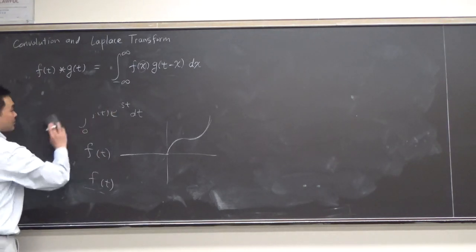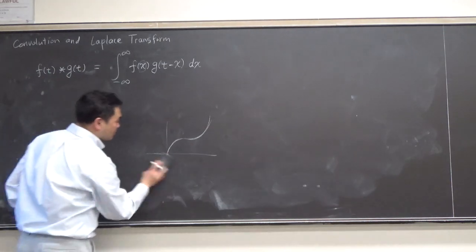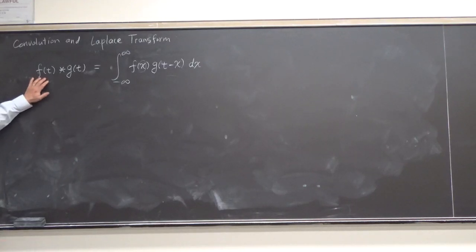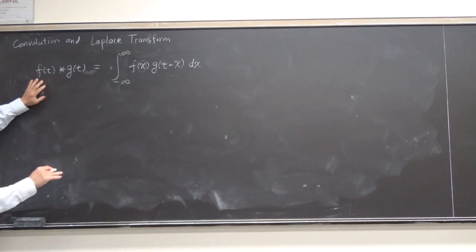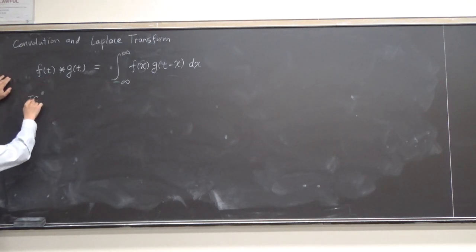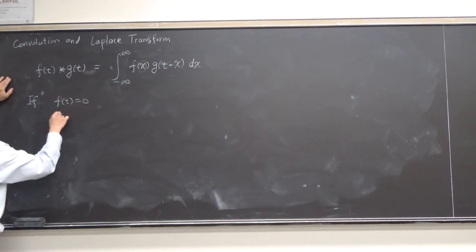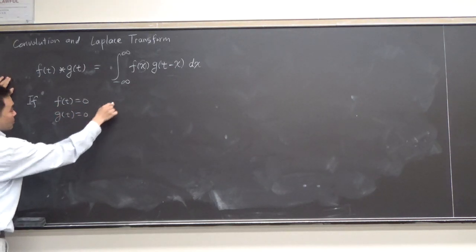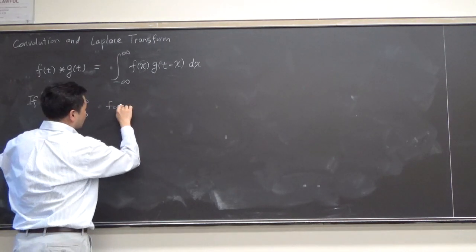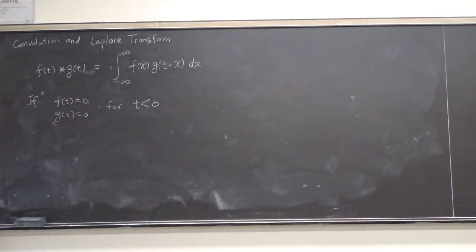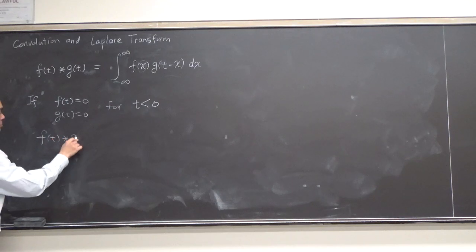Because of that, oftentimes you have to involve convolutions that have 0 outside, 0 on the left side. So if f of t and g of t are both 0 for t less than 0, then here's what happens with the convolution, f of t star g of t.